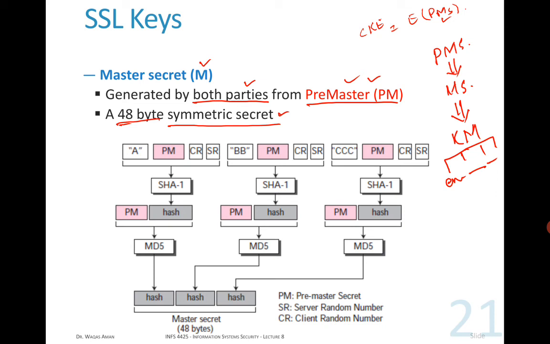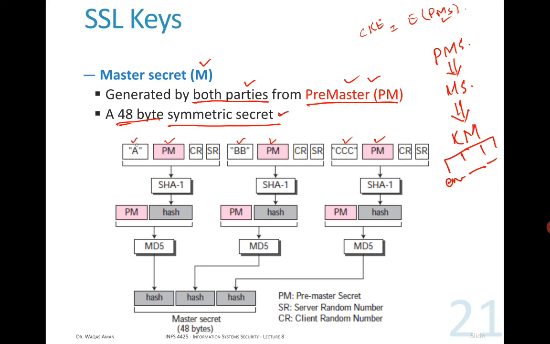Very simple. Both the parties create the master secret as follows. This is actually the working of the SSL algorithm. Here you can see the characters A, BB, CC. These are the initial values, just dummy characters being used by SSL to create the master secret from them. The one that you see here is the pre-master secret. So the SSL, both the parties, create the master secret as follows.